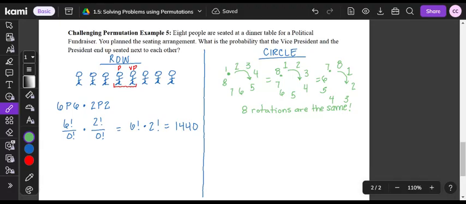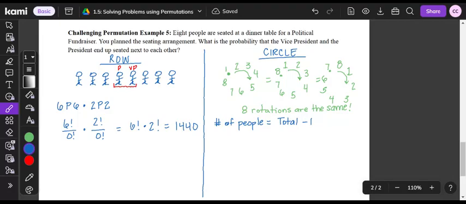So there are people that have devoted their mathematical lives to proving this problem. But just trust me right now, for a circle, okay, the number of arrangements is equal to the total number of people minus 1. So you just basically take one person out and then you do the same problem. So even though there's 8 seats, I'm going to treat it like there's 7, okay?